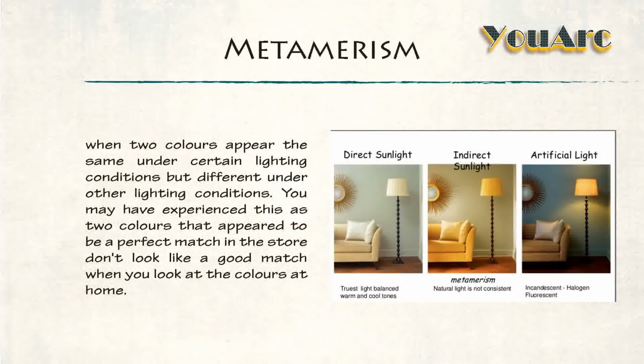Let's see what metamerism is. Metamerism is when two colors appear to be the same under certain lighting conditions, but different under other lighting conditions. If you go to a store and take two materials, under the store lighting you can feel both are similar. But if you come outside and check both, there will be a little change in the shades of the color when seen in direct light or sunlight. This effect is called metamerism.